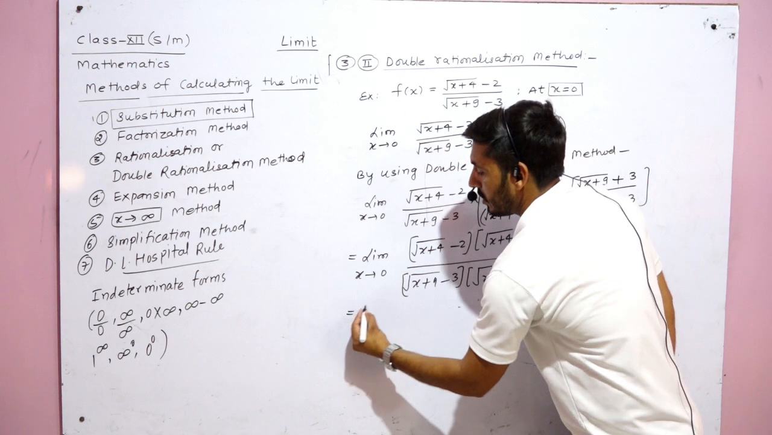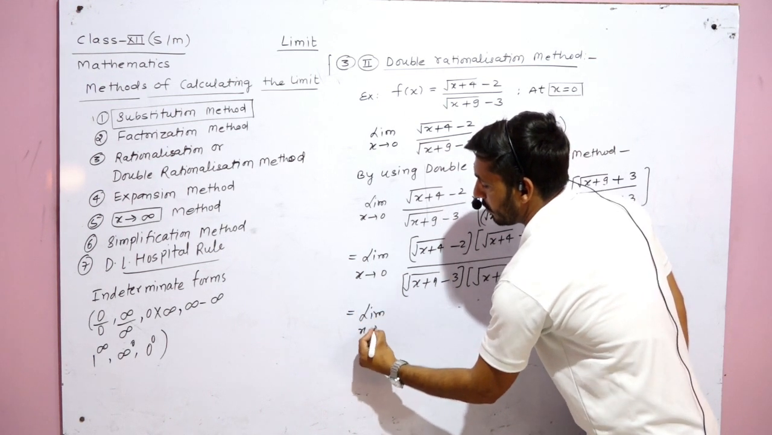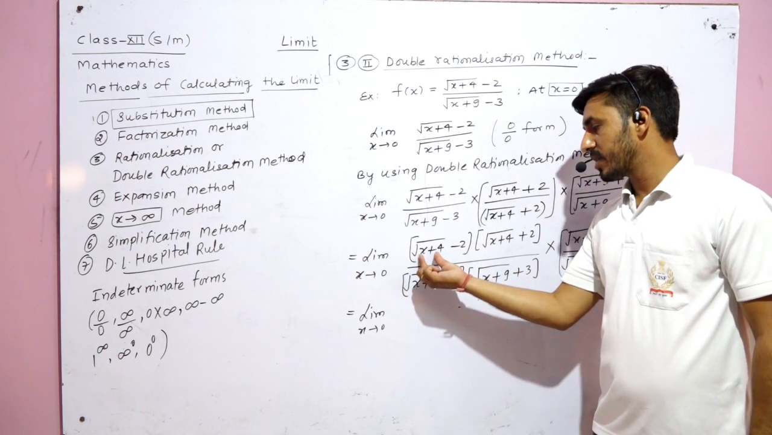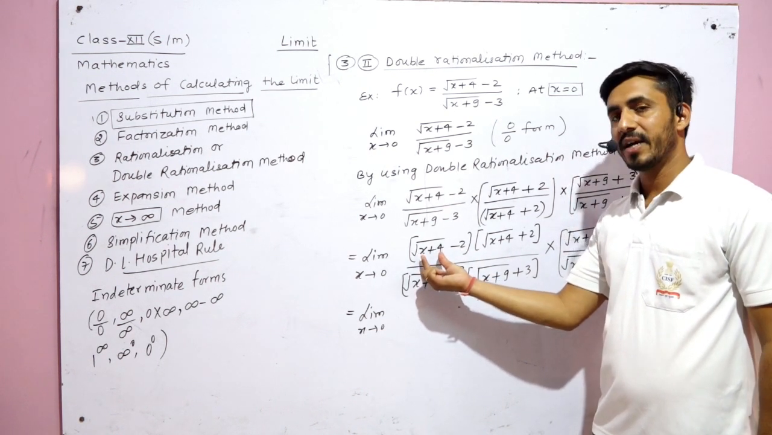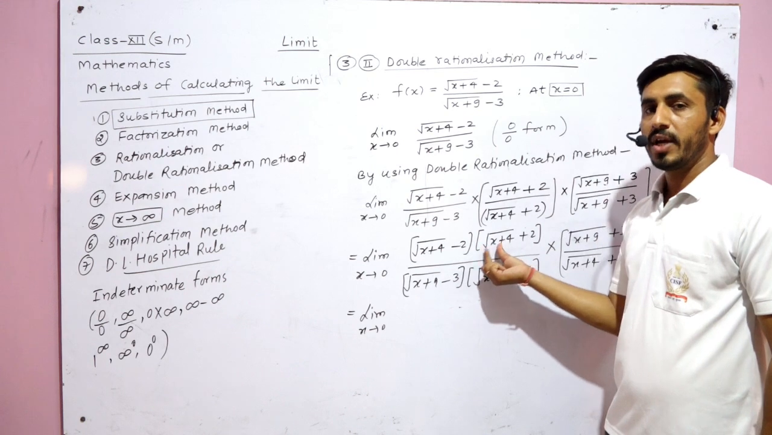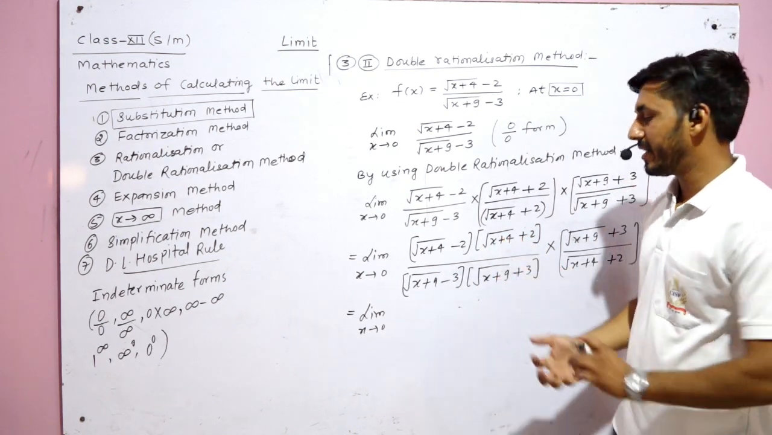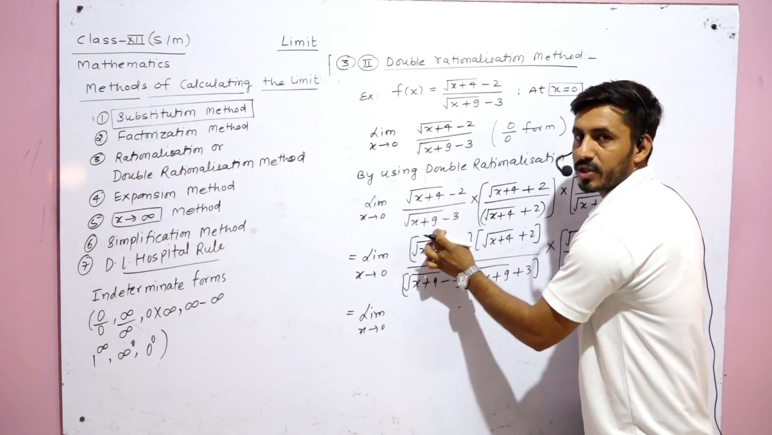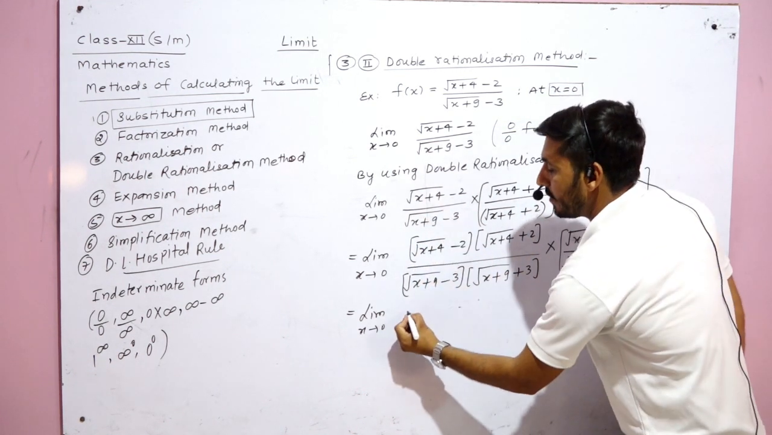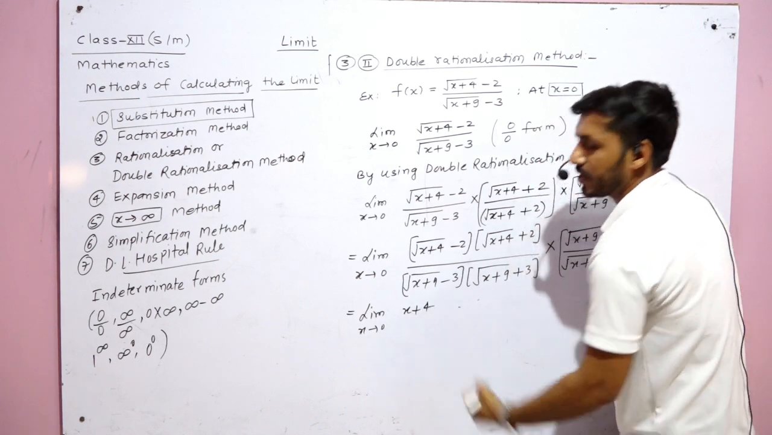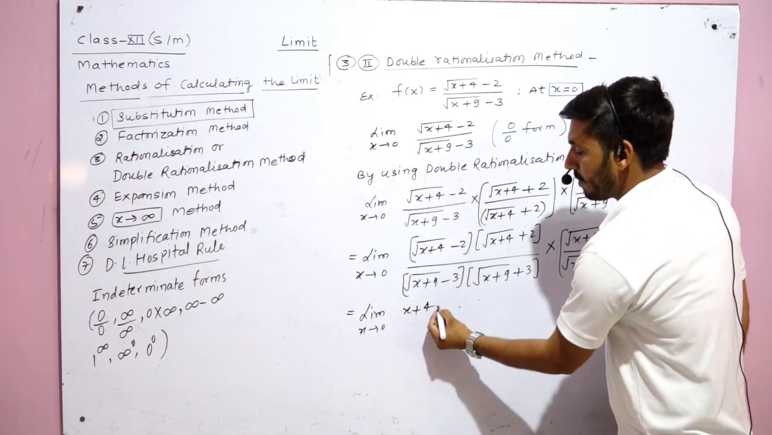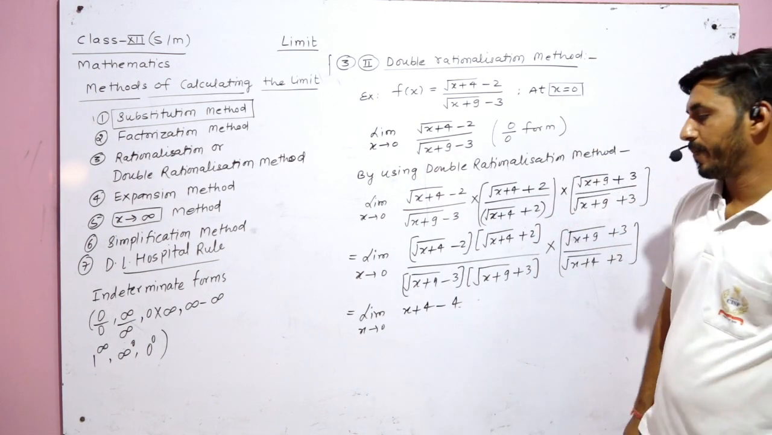How can we solve? You can see this is formula-based. Here the terms are given as a minus b into a plus b, then we can write a square minus b square. A square means the square of this term, then the root will be eliminated. Here the term is x plus 4, minus b square, it means the square of 2, it means 4.